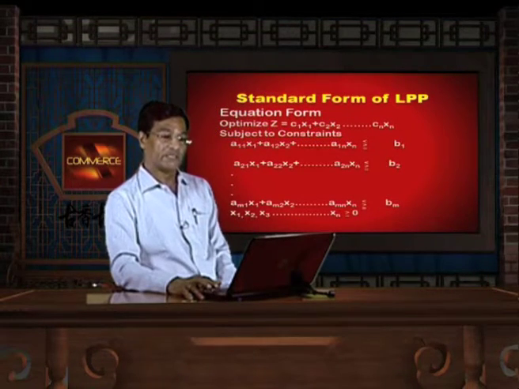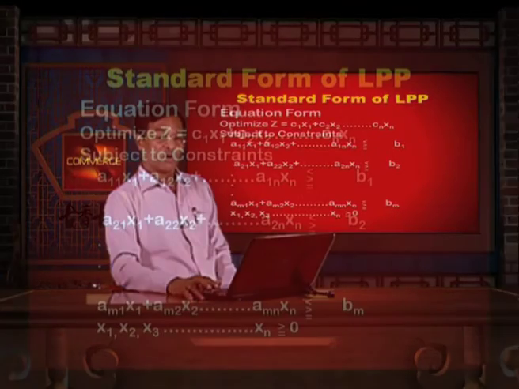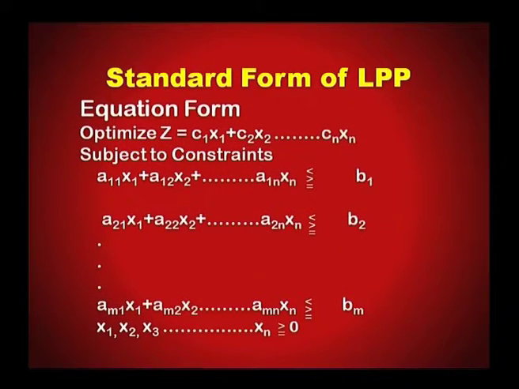Now we discuss the standard form of LPP. Its equation form is: optimize Z equals C1x1 plus C2x2 plus and so on up to Cnxn. Here C1, C2, Cn are constants, while x1, x2, xn are decision variables. Subject to constraints: a11 x1 plus a12 x2 plus and so on, a1n xn may be less than, greater than, or equal to b1.